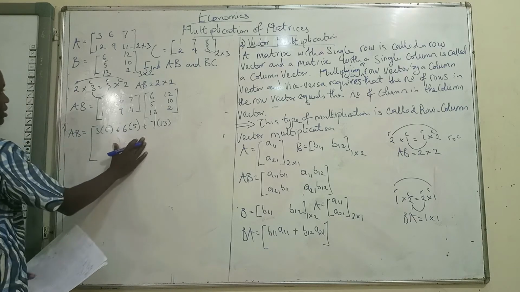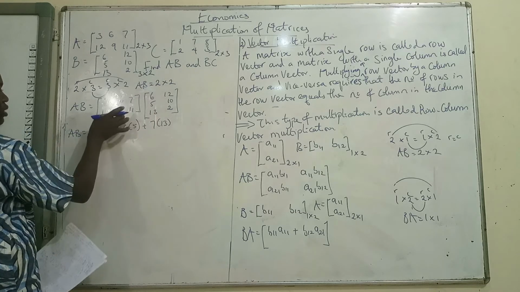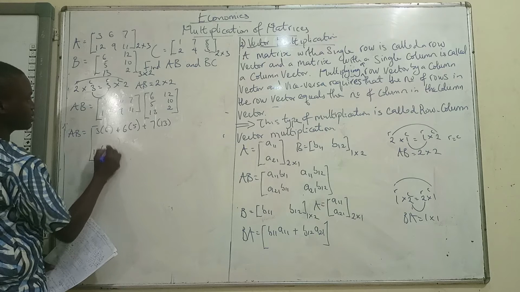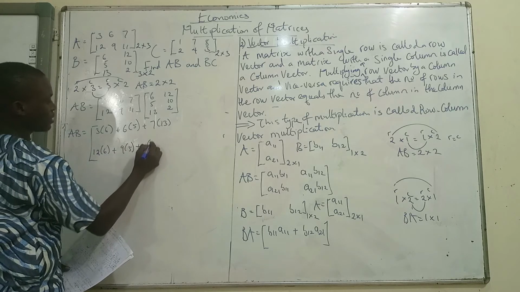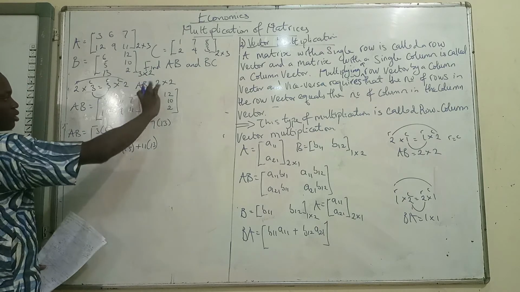Okay, so that's for this. Then we are not done with this column, right? So we have to multiply this by this column as well. So we have 12 multiplied by 6, plus 9 multiplied by 5, plus 11 multiplied by 13. Alright, so we are now done with row, column.